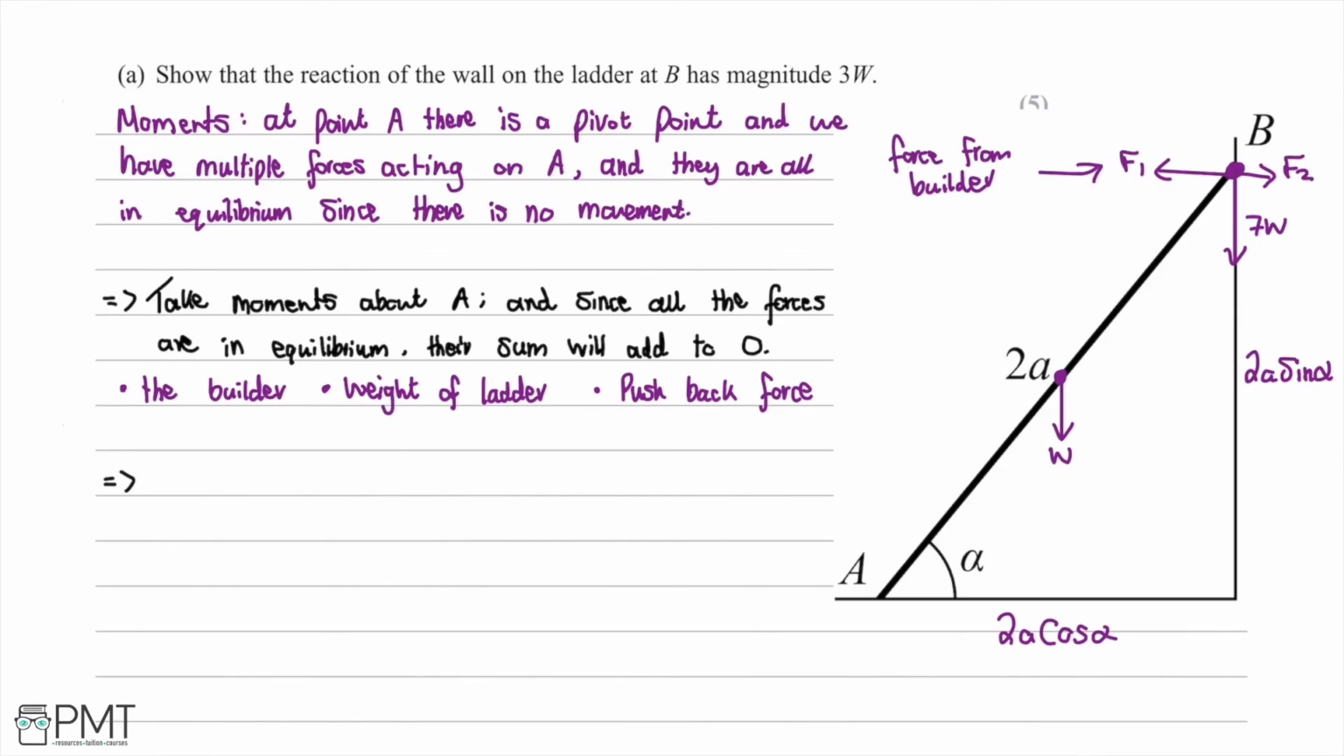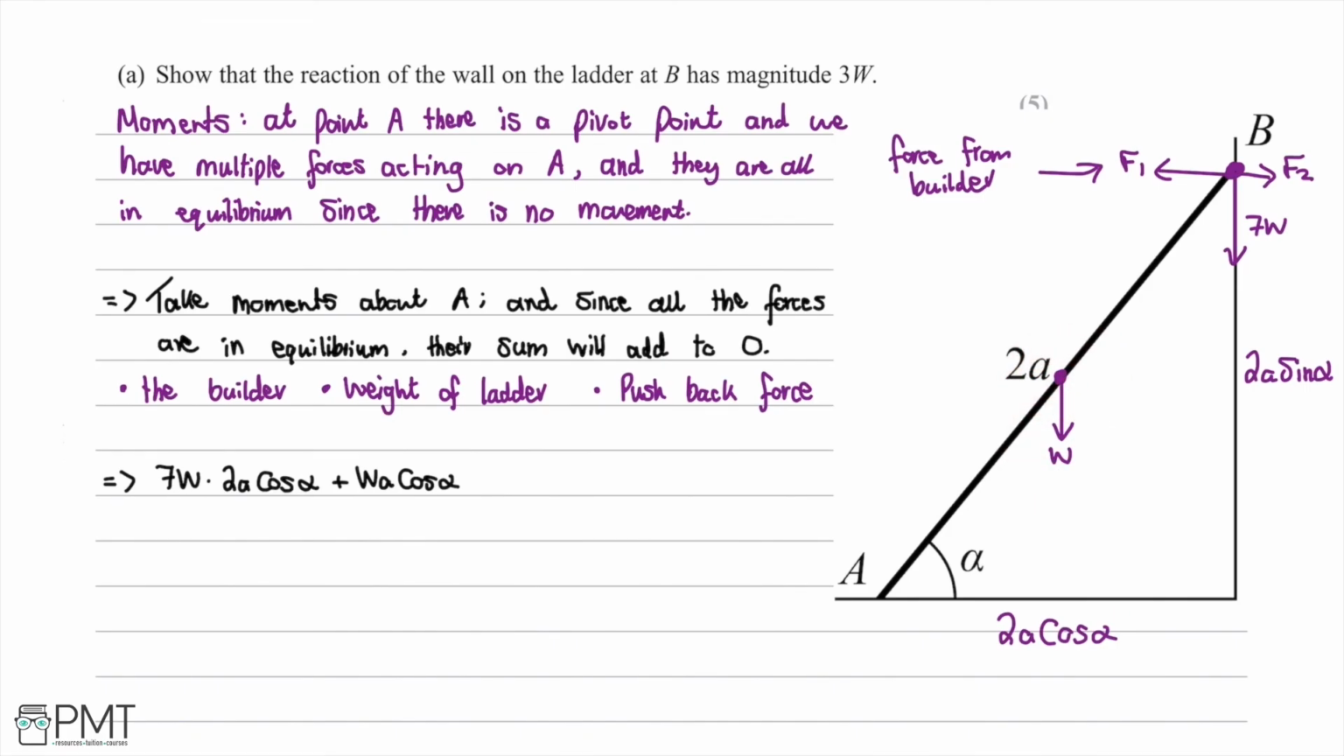So we know that the weight of the builder is going to be equal to 7W multiplied by 2A cos alpha. And then we have the weight of the ladder, which is going to act horizontally. That is going to be WA cos alpha. And we only have 1A as we know that the length is halved. So then 2A over 2 is just A.